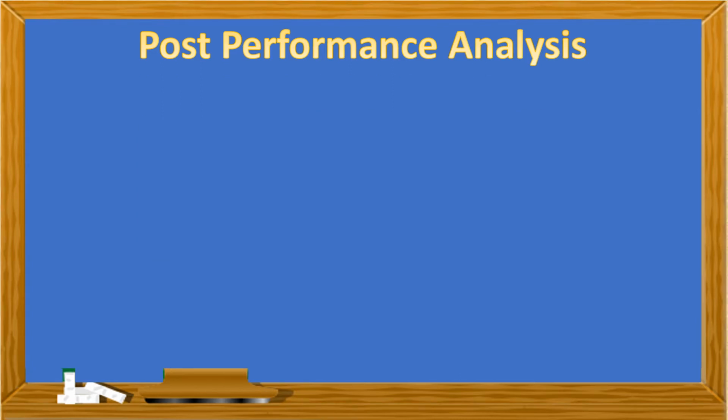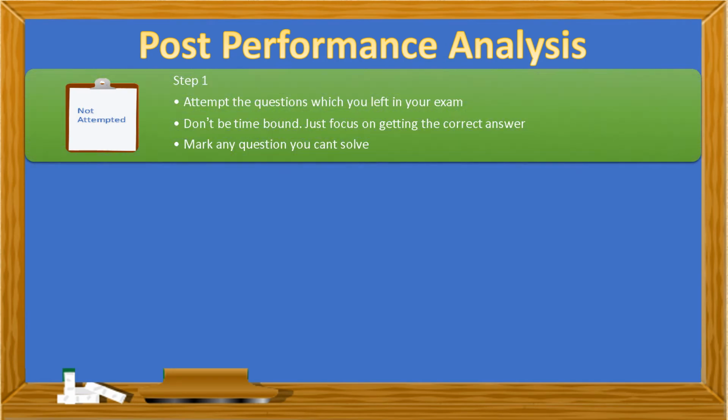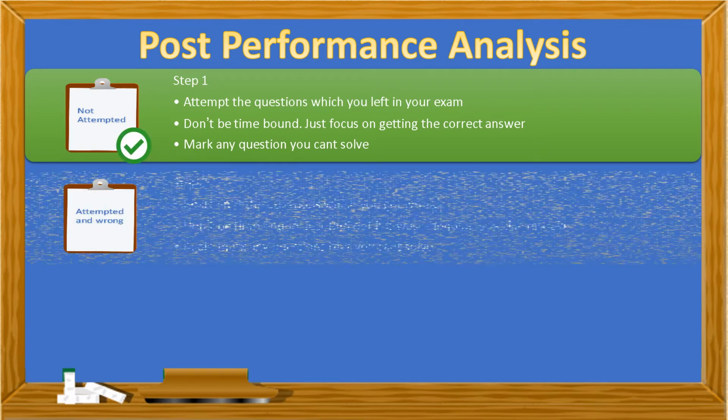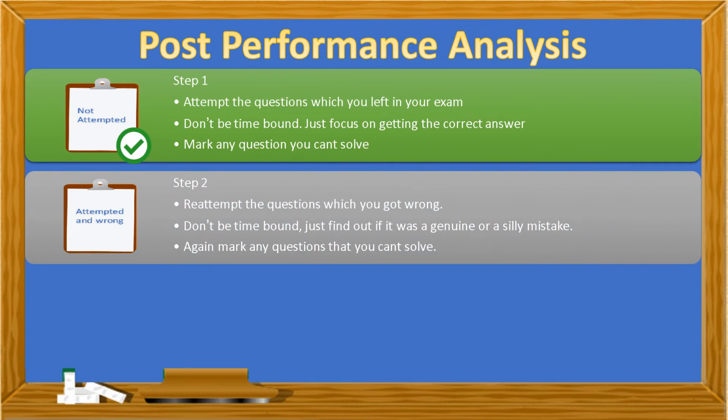Post-performance analysis. Once you complete your mock CAT, follow these steps to completely analyze it. First, look at those questions which you did not attempt. Reattempt them one by one. Don't be time bound, just focus on getting the correct answer. Meanwhile, mark all those questions which you couldn't solve. Now look at those questions which you attempted and got wrong. Reattempt them and again don't worry about the time, just focus on finding whether your mistake was a genuine one or a silly one. Keep marking those questions which you couldn't solve.